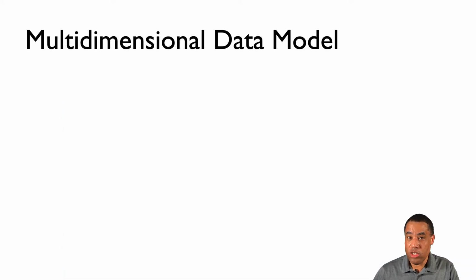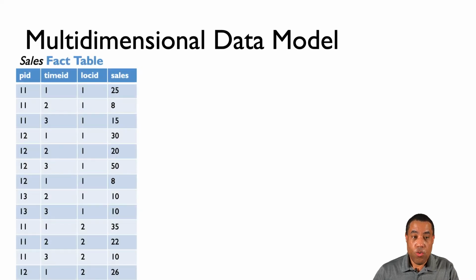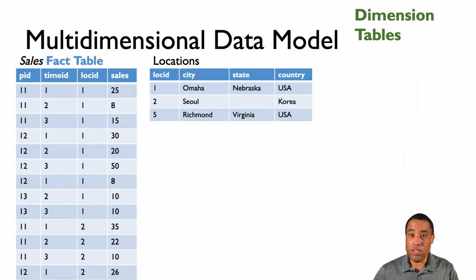So a multidimensional data model would look like the following. We have a fact table that tells us that we had a particular product that was sold at a particular time, at a particular location, and for a particular price. And then we have additional tables, dimension tables, that tell us the information about what's in the fact table. So for example, that location ID references a location. That first row has a location ID of 1, and if we look in our locations table, we can see that's Omaha, Nebraska in the United States.